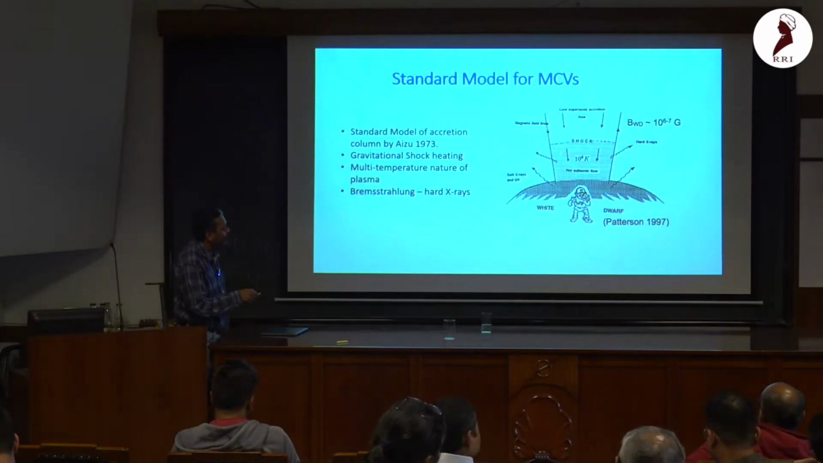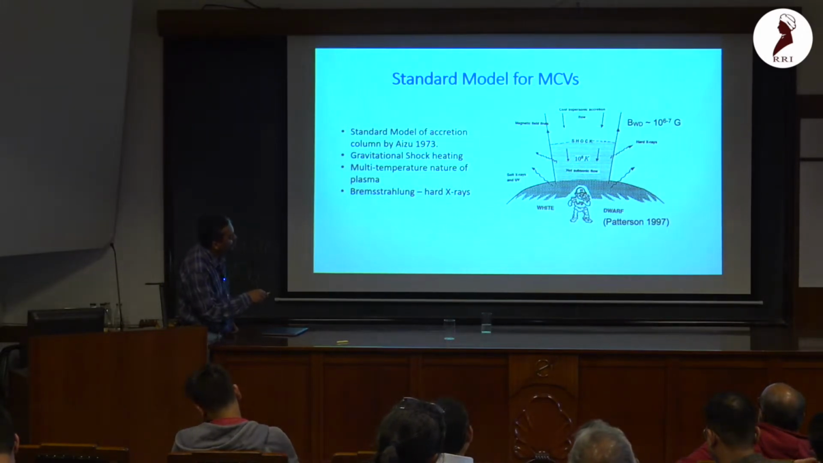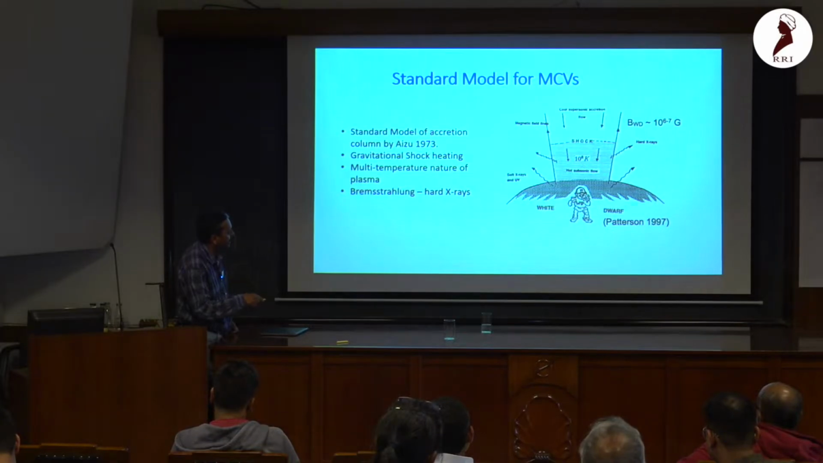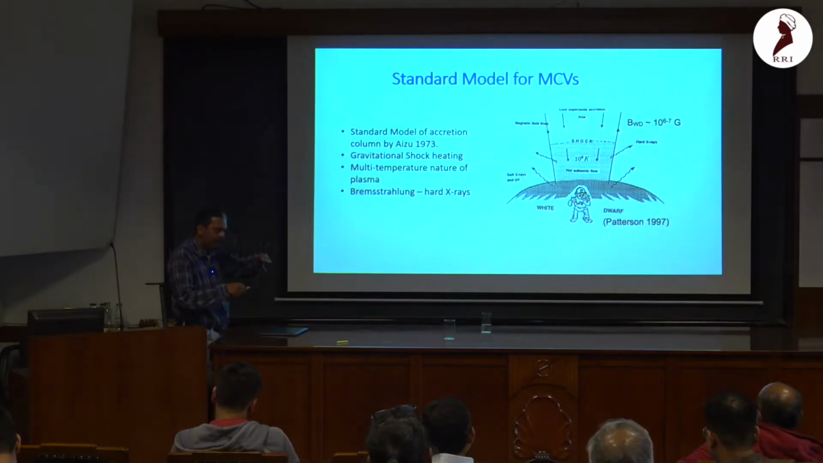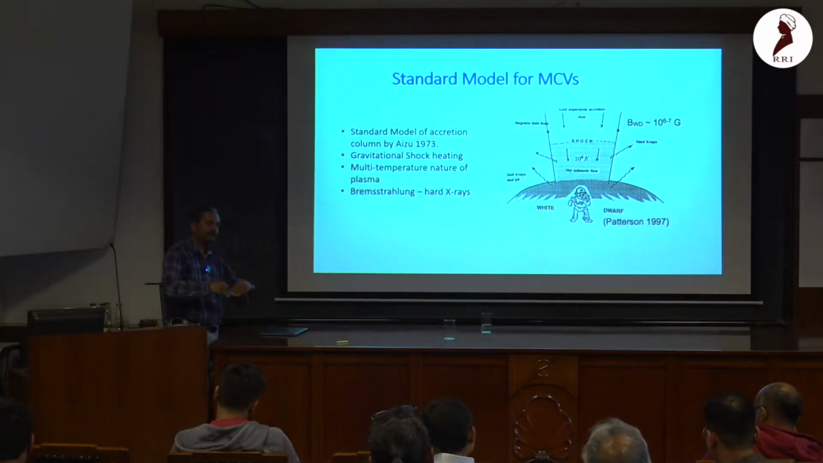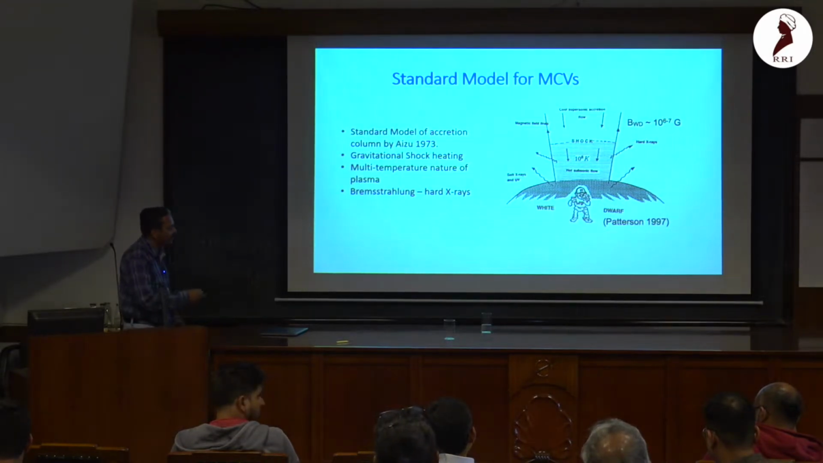Why that happens? Because, as I told you, this is a cool shock which is coming with a supersonic velocity, because the material is experiencing the gravitational pull of the white dwarf. So they are following the magnetic field lines, and as soon as they come very close to the white dwarf, they will encounter the atmosphere. Because of that, there is a sudden change in the velocity, and that is what generates the shock.